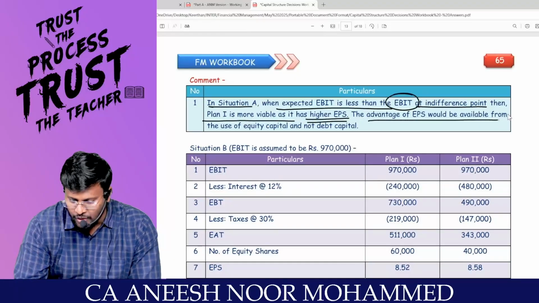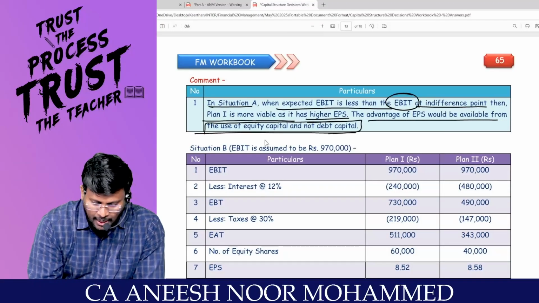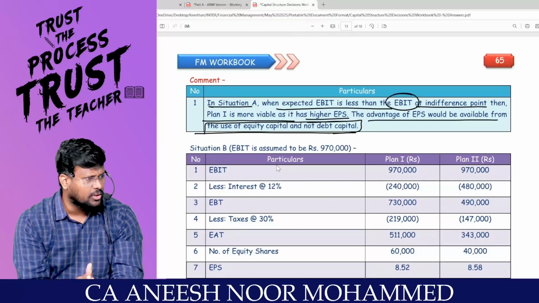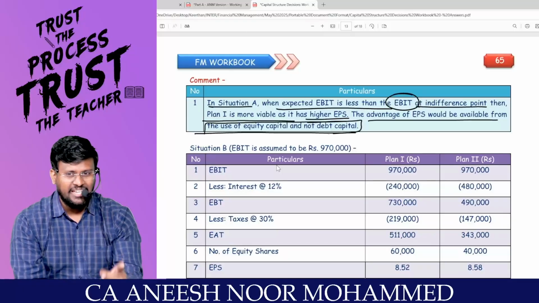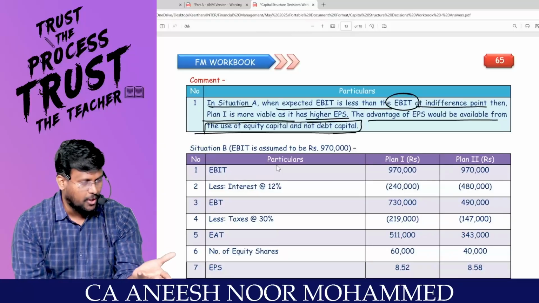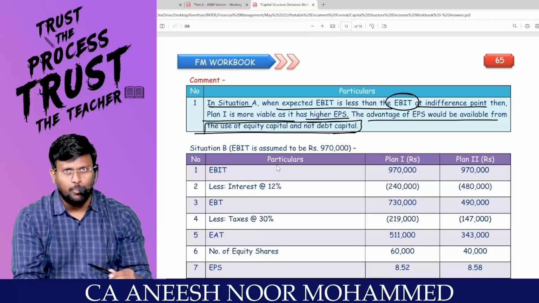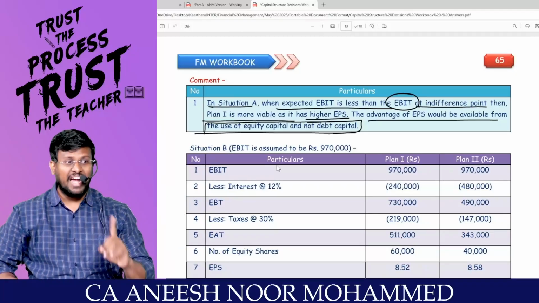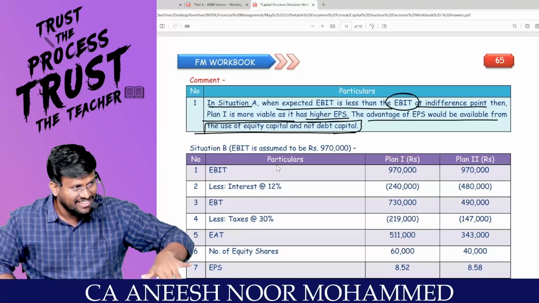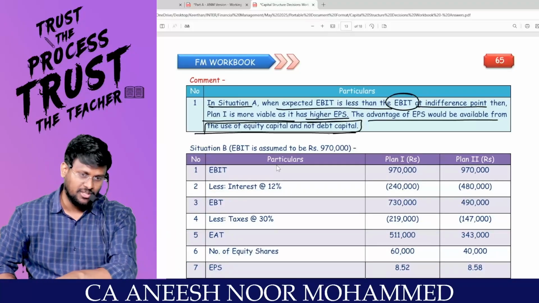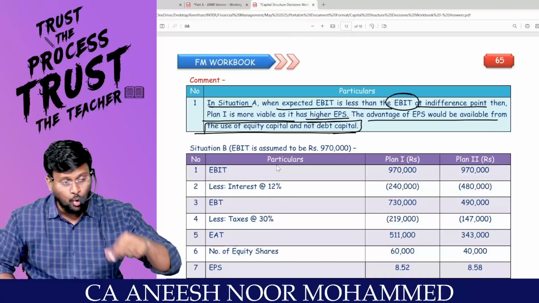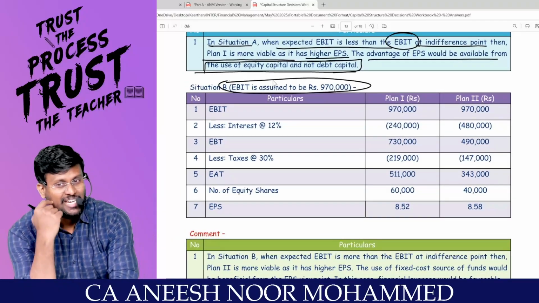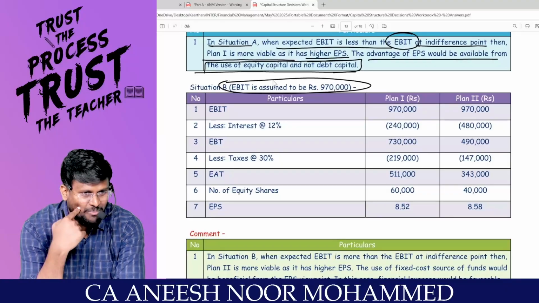The advantage of EPS would be available from the use of equity capital and not from the debt capital. Yesterday I told you, if the actual EBIT is exactly equal to the indifference point, you choose whatever plan you want. You toss, plan number 1 or plan number 2, whatever comes, you choose it. But if the actual EBIT is less than that, choose the equity option. But if the actual EBIT is more than that, for example, EBIT is assumed to be 9,70,000, what is the specialty of that? More than that?